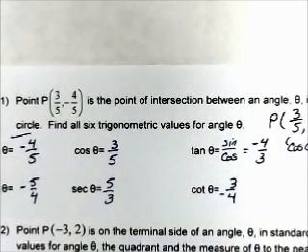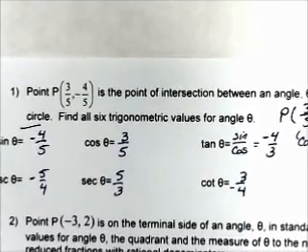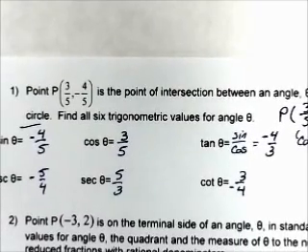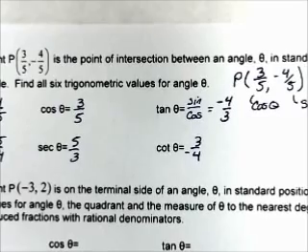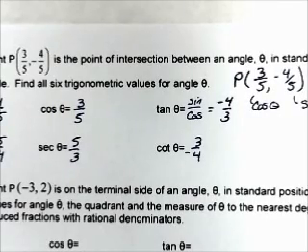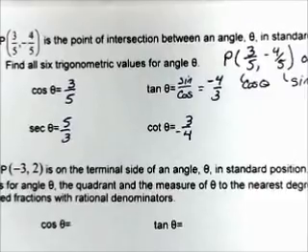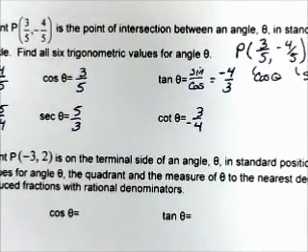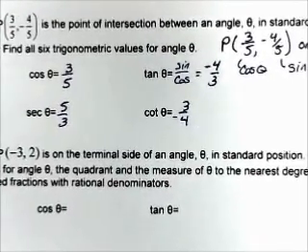Next, number 2, point P, having coordinates -3, 2, is on the terminal side of an angle theta in standard position. Find all 6 trig values, the quadrant, and the measure of theta to the nearest degree. Express answers as reduced fractions with rational denominators. Okay, so no mention of it intersecting the unit circle or being on the unit circle.